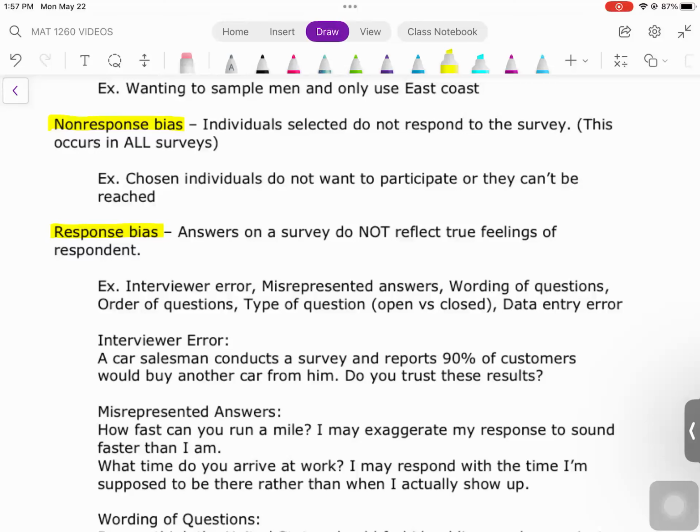An example of interviewer error: a car salesman conducts a survey and reports 90% of customers would buy another car from him. Do you trust these results? So if a car salesman is saying, yes, 90% of my customers want to buy a car from me, that might be biased.